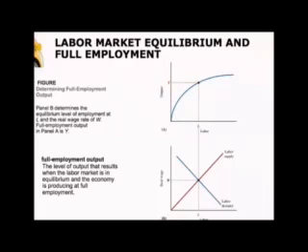This level of output is called the full employment level of output. How much output is produced when the labor market is in equilibrium? That's called the full employment level of output. We also call it potential output. Now let's use this model to answer some questions. We'll do that in our next section.